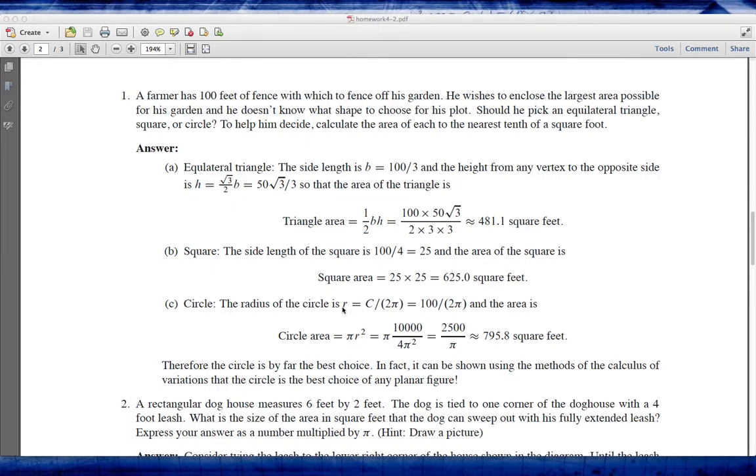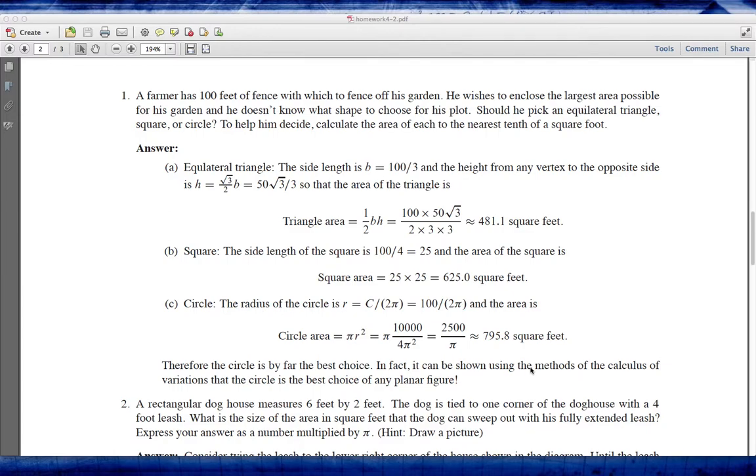What happens to the circle? The circumference is what? 100, right? So that's the total circumference, because 100 feet is the fence. So 100 over 2 pi is going to be the radius. So what's the area then? Pi times 100 squared over 4 pi squared, so 10,000 over 4 is 2,500. Pi over pi squared is going to be over pi. You know that pi is almost like 3 point something, right? So it's going to be a larger value than 625. So the circle happens to be the winner. Circle is by far the best choice.